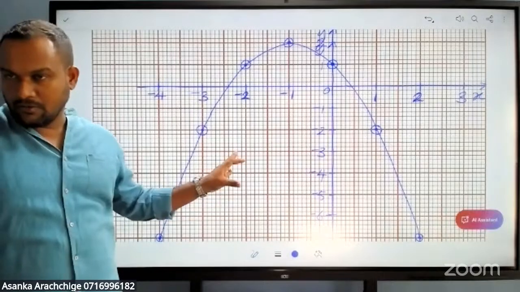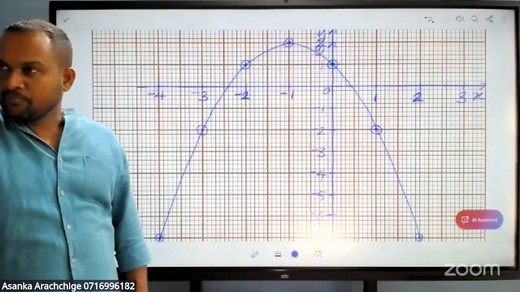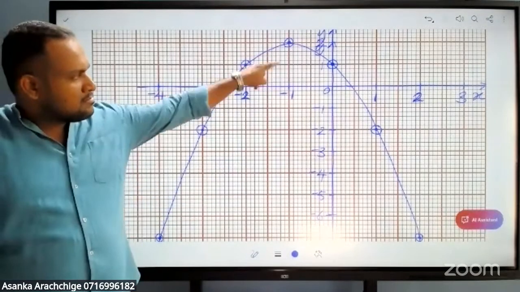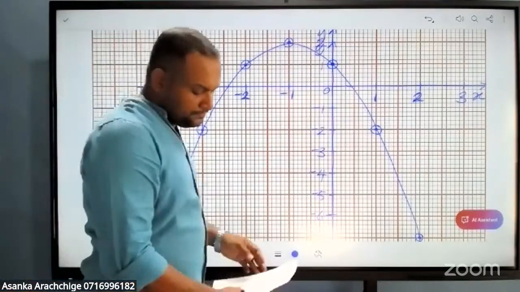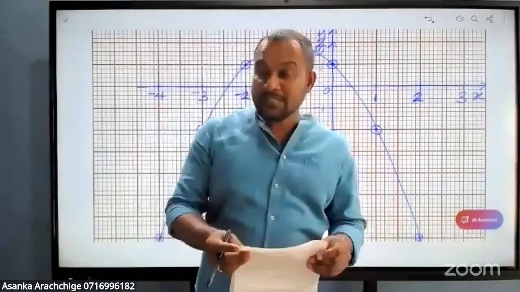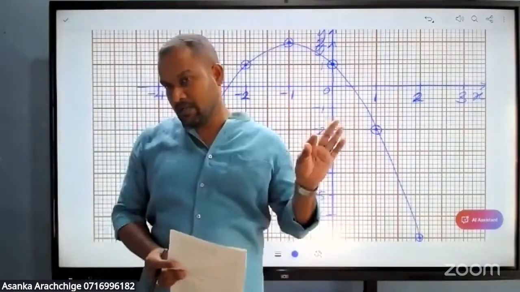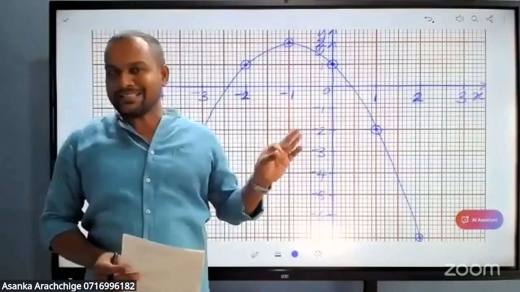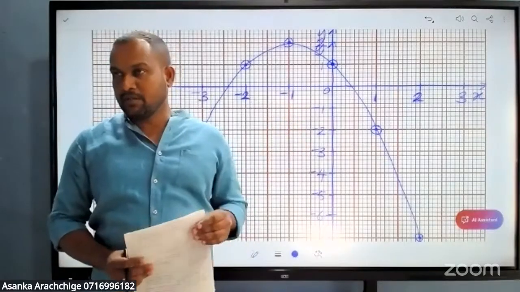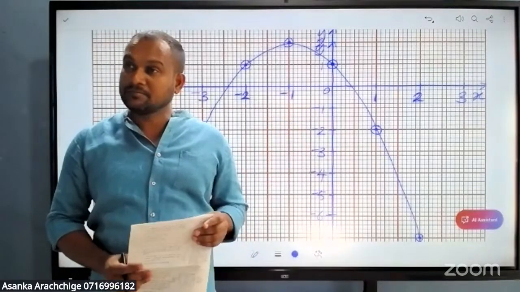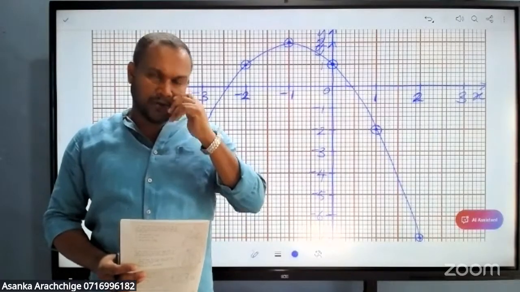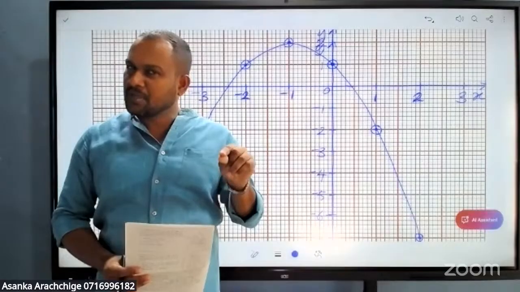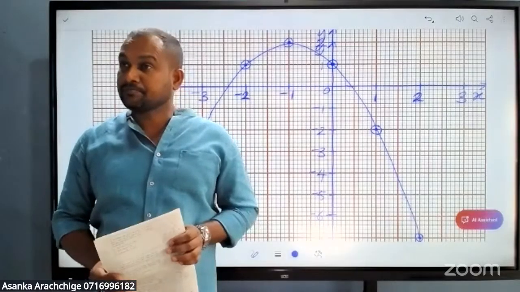What kind of parabola is this? A parabola with a maximum point. Can you figure out the reason why this parabola has a maximum point according to the given function? What is the coefficient of the square term of the given quadratic equation?